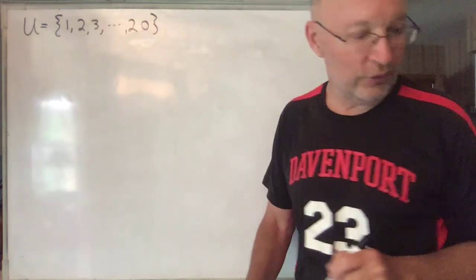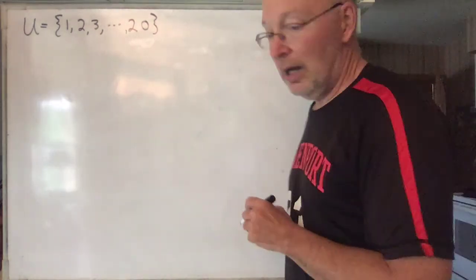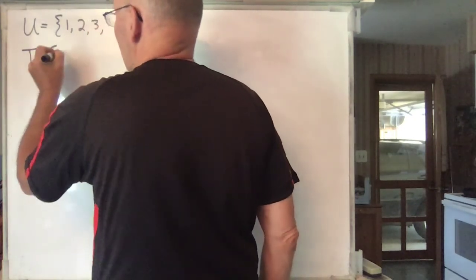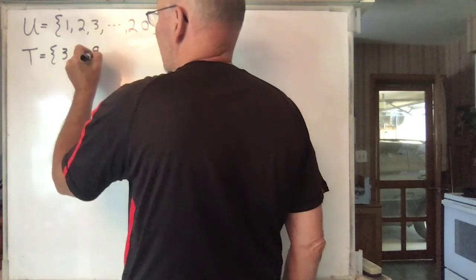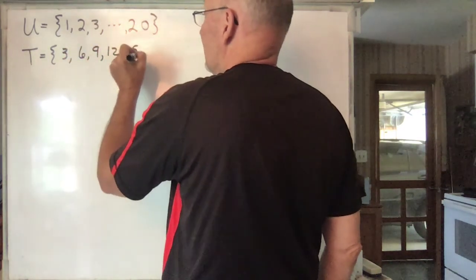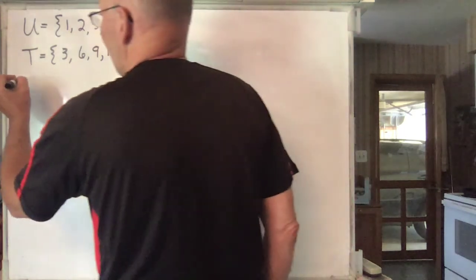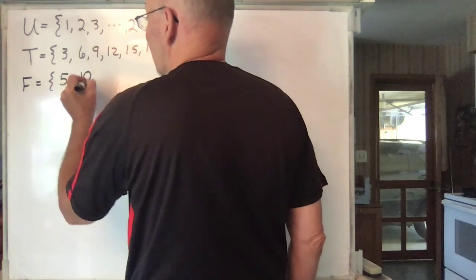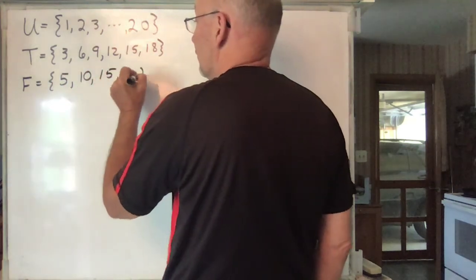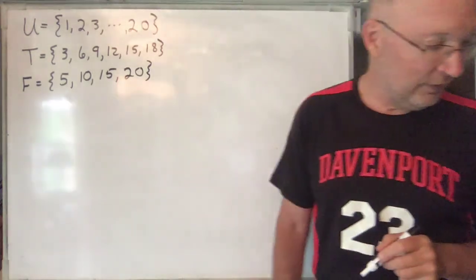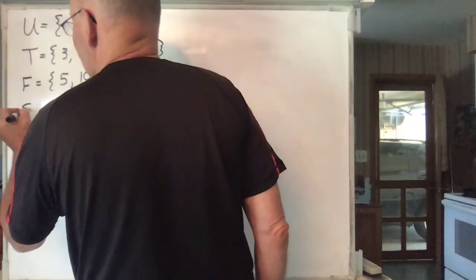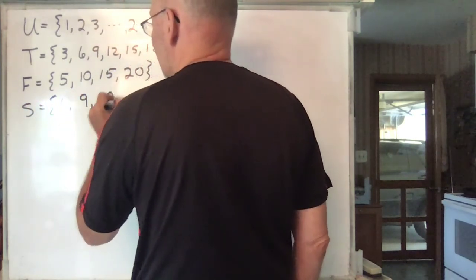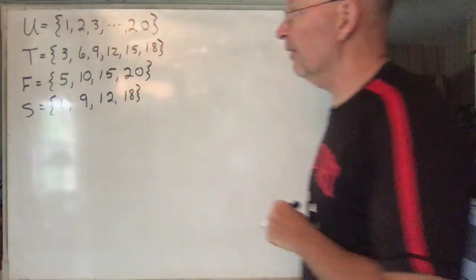all the counting numbers from 1 to 20. So there's your set, and then I'll let T, which stands for threes, be the set of all multiples of 3: 3, 6, 9, 12, 15, 18. And then I'll let F be all the multiples of 5: 5, 10, 15, I guess we have 20 yet, right? So there's 5s. And we'll let one more, we'll let S stand for the multiples of 6: 6, 9, 12, 18. Okay, so there's some sets.